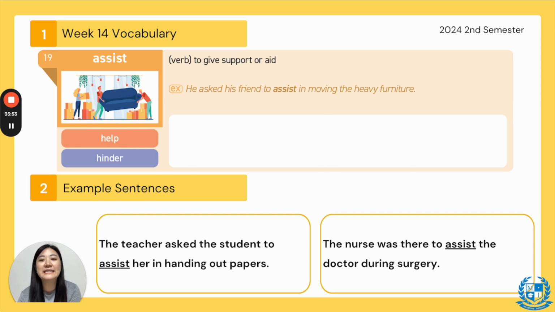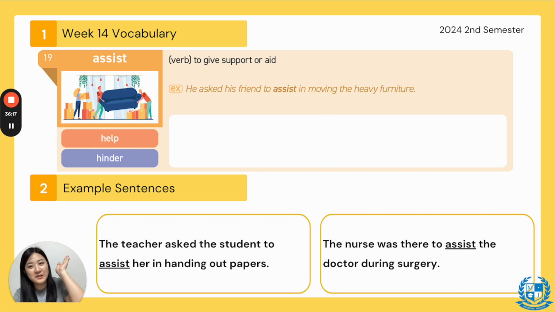Now let's go to page 120, and these are our speech words. Everyone say assist. Assist. The synonym is help, and the antonym is hinder. It's a verb and it means to give support or aid, to help someone. Let's read the example together because there's only one. 1, 2, 3. He asked his friend to assist in moving the heavy furniture.